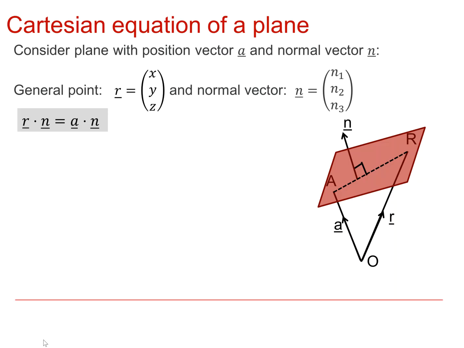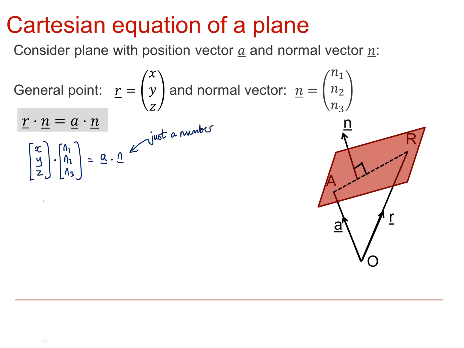OK, we've got our general point R, x, y, z, and a normal vector n, which is n1, n2, n3. We're going to use this equation, which we found in a previous video, r dot n is equal to a dot n. So, let's write that out. R is x, y, z, dot n1, n2, n3, and that's equal to a dot n. Now, a dot n is just a number, so we won't worry about that.